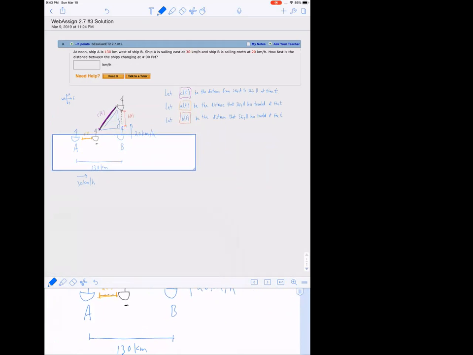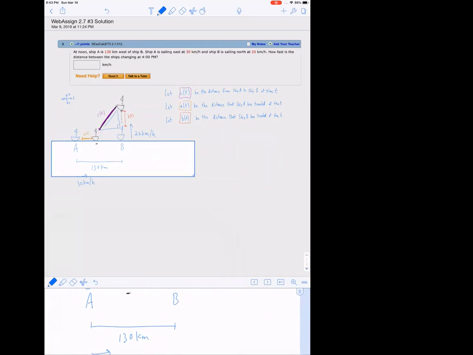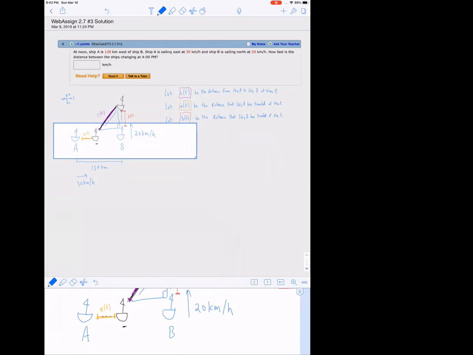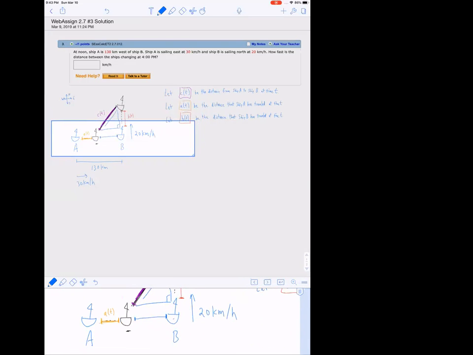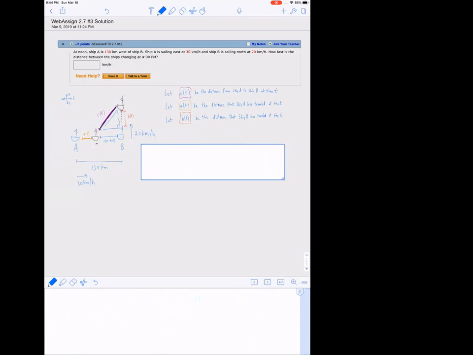But if you remember that the original distance from where A began to where B began is 130 kilometers, then as ship A moves towards that position, the distance from where ship A is to where ship B began, of course ship B is now up there, but where it began is right here, and the distance along this bottom side of the triangle, we'll call that 130 minus A of t. So now we see the three sides of a triangle that we can involve in the Pythagorean theorem.